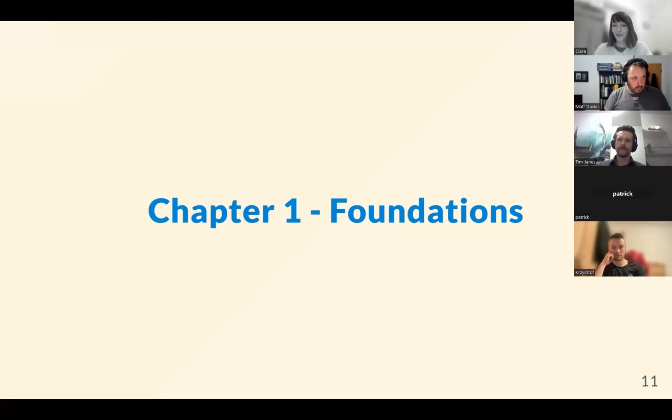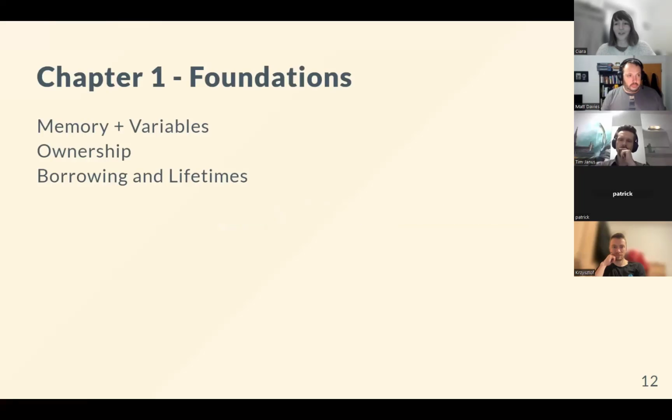But without further ado, let's get started with chapter 1. Chapter 1 is foundations. We're going to cover memory and variables, ownership, and borrowing and lifetimes. These are all topics that we've covered in some capacity, but this is setting it up for the rest of the book. So it's going to be describing it how Jon describes it in the book and how to think of it in order to get the most out of the rest of the book.